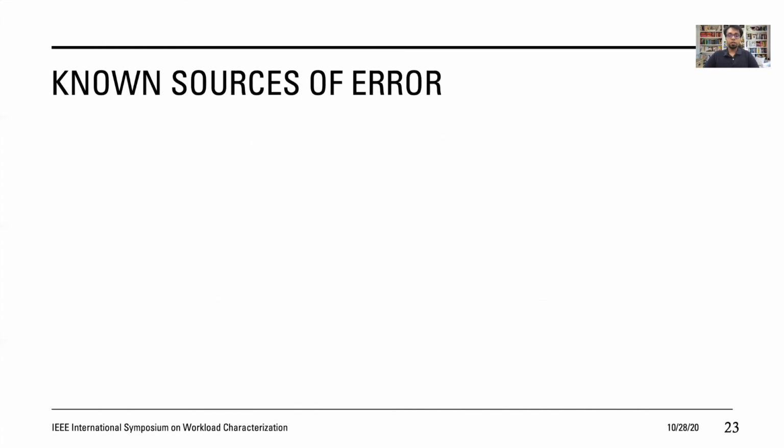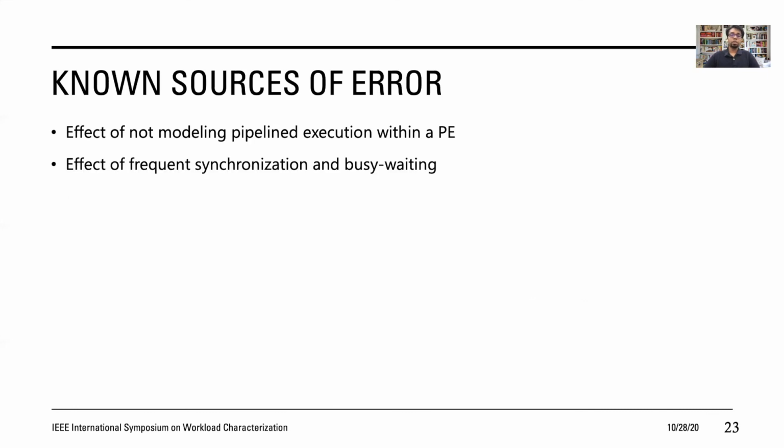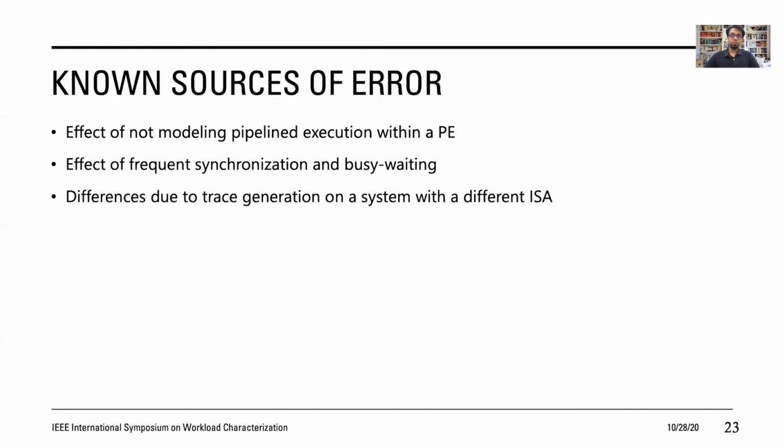HetSim fundamentally trades off simulation performance for accuracy of simulated results. Here are some known sources of errors. HetSim doesn't model pipelining within a PE and assumes fixed latencies for instructions. Frequent synchronization and busy waiting generate additional memory traffic that is dynamic and cannot always be modeled accurately in HetSim. There are inaccuracies due to differences in emitted instructions if the native machine's ISA does not match that of the target. This was the case with transmitter, where the native machine used x86, whereas the simulated PEs used ARM cores.